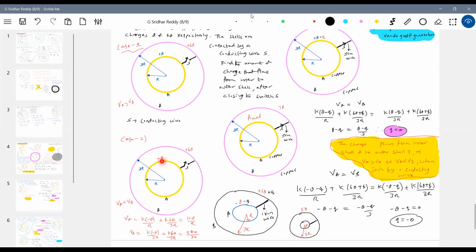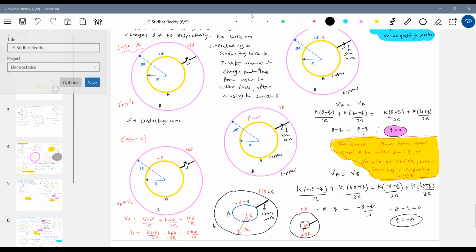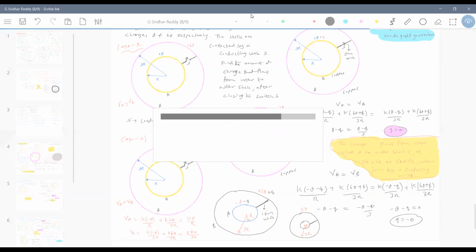All the charge of shell A will go to the outer shell, irrespective of VA greater than VB or VA less than VB, whether this is negative or positive, higher or lower. Irrespective of any conditions, charge will always flow from the inner shell to the outer shell, whether it is a positive or negative charge. This is called the principle of the Van de Graaff generator.